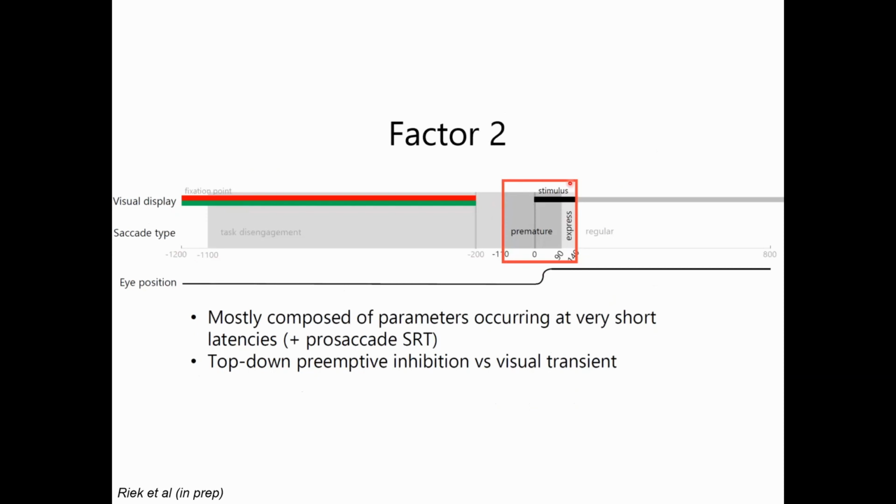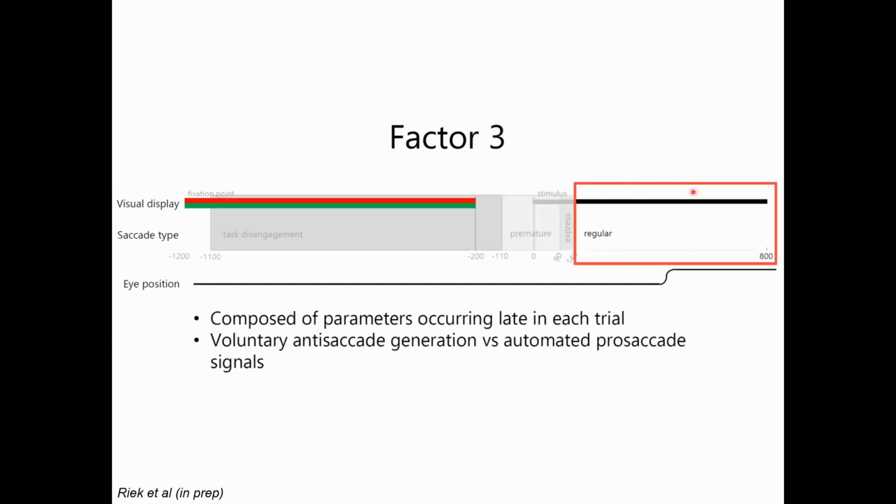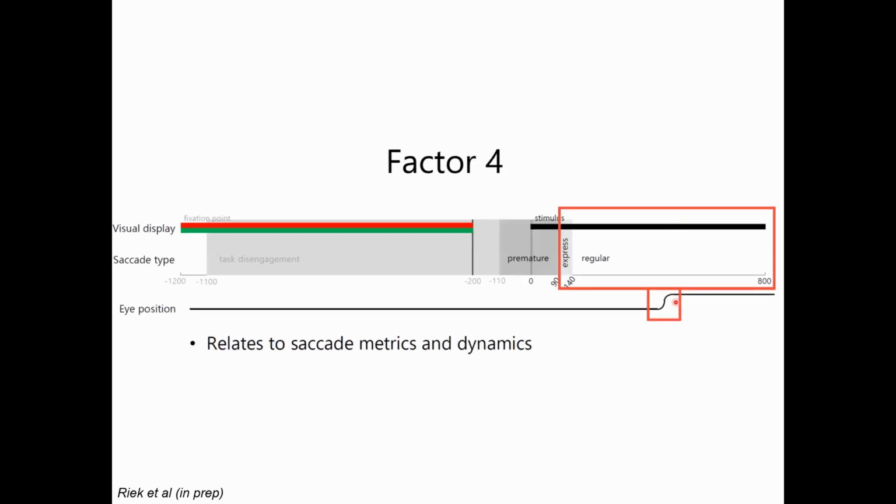This second factor was all about preparing for the stimulus coming on and having the appropriate amount of top-down inhibition conveyed by those fixation neurons so that this visual transient doesn't go through the superior colliculus. Factor three was then related to the competition between the automated and voluntary command to trigger ultimately the voluntary saccade to where there was no visual stimulus. And as I said, factor four was just related to the metrics of the saccade.